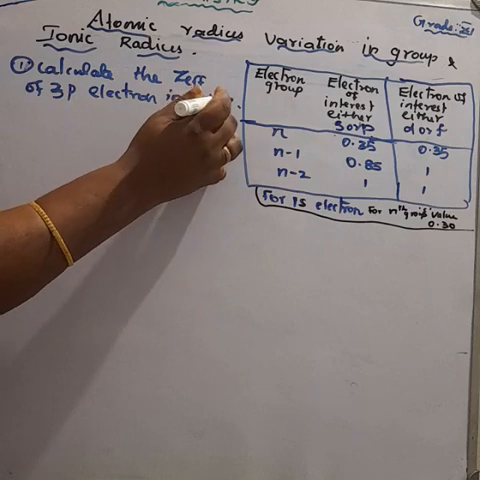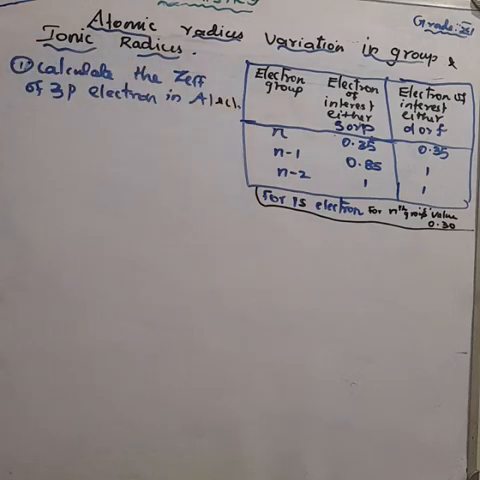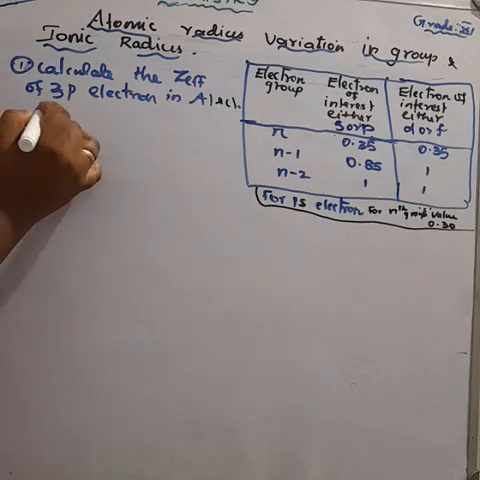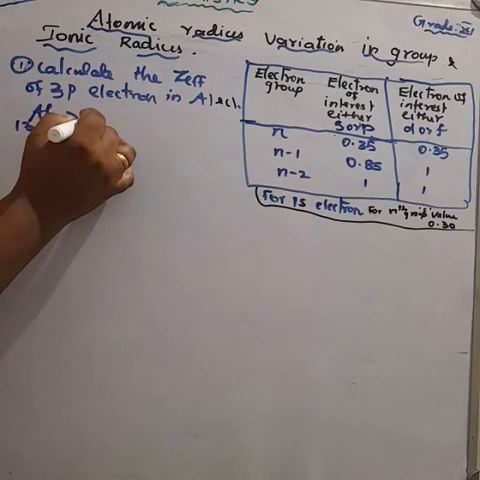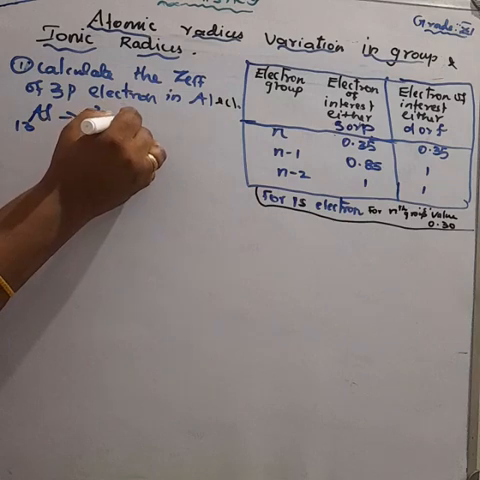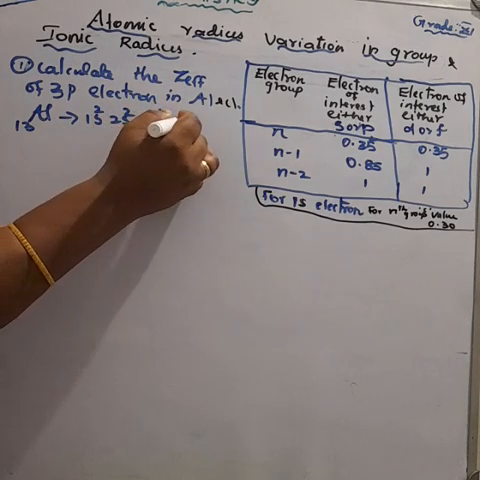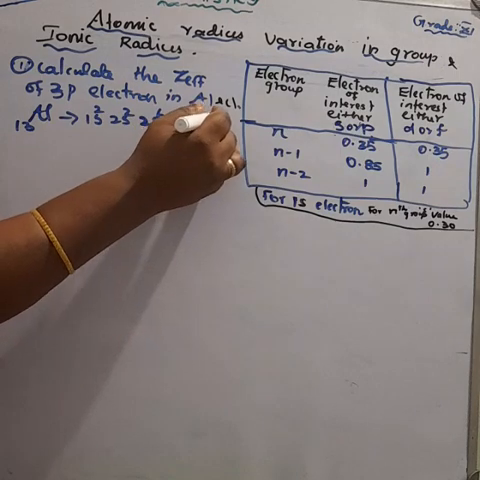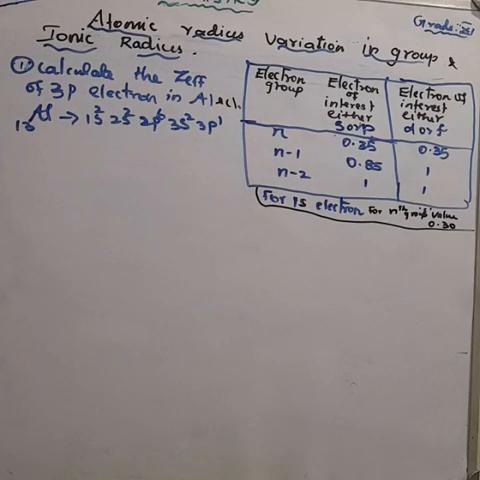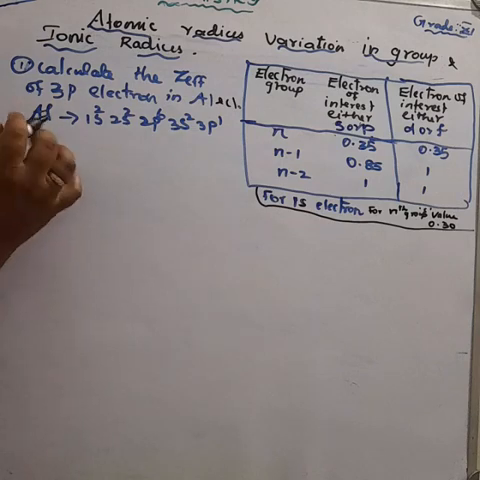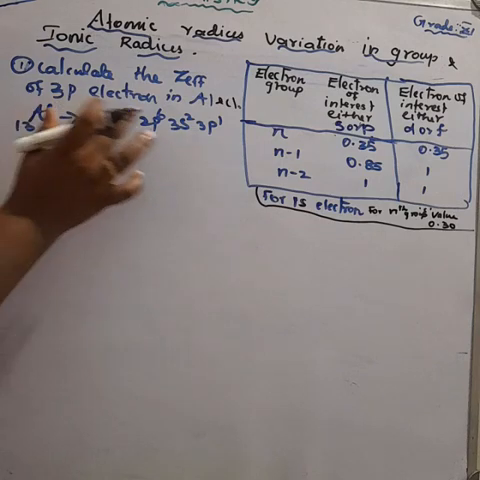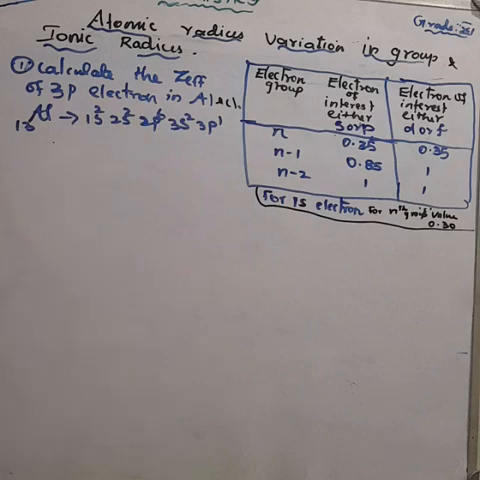So aluminum, what is the atomic number? 13. Electronic configuration: 1s2, 2s2, 2p6, 3s2, 3p1. According to Slater's rule, what is the first rule? We should write the electronic configuration of the particular atom. What is the second step?